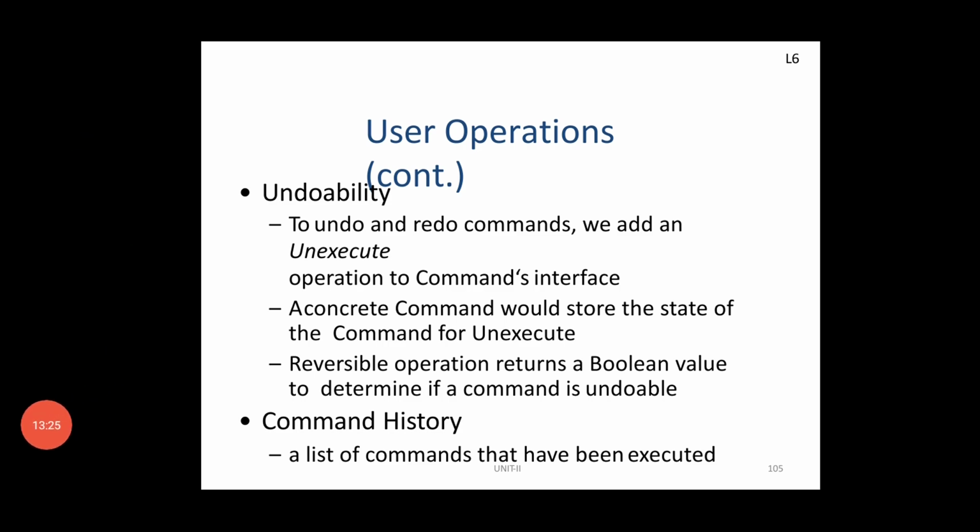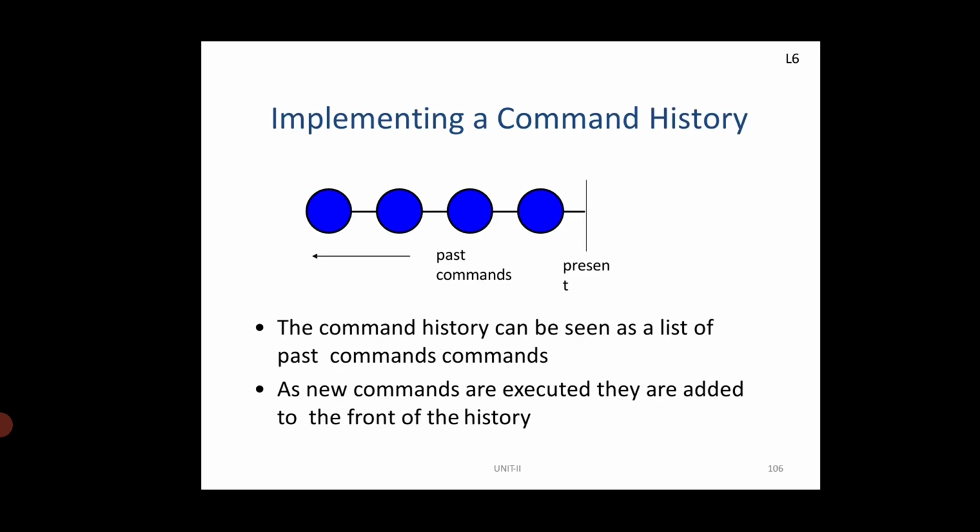Here we need to study the command history. The final step in supporting an arbitrary level of undo and redo is to define a command history, a list of commands that have been executed. Look at how we can implement a command history. Here you see some circles; the line shows the past commands that have been done.